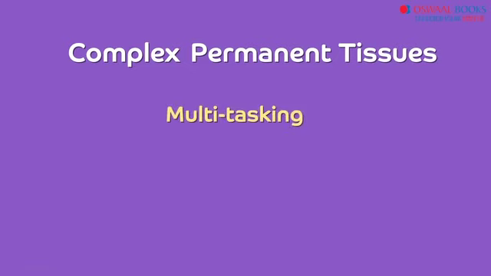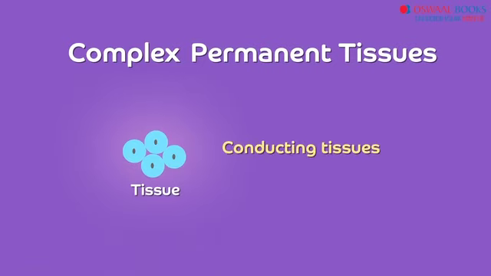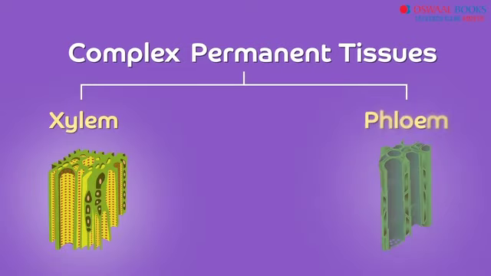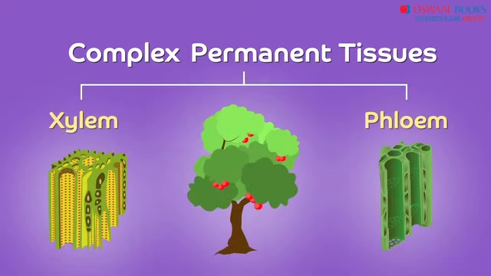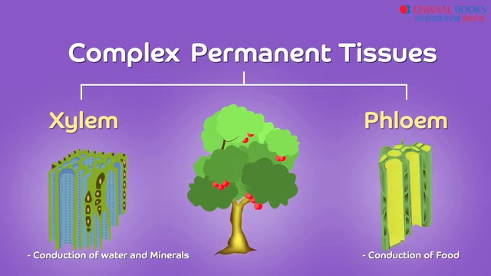So in order to be efficient in various activities, plants have different types of cells coming together to form one type of tissue. Thus, we call them the conducting tissues or even vascular bundles, which are nothing but the complex tissues. So the two major types of complex tissues are xylem and phloem. Well, why just two? One performs the task of conduction of water and minerals, while the other performs the task of conduction of food.